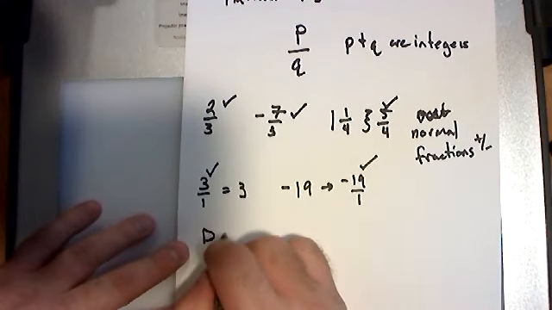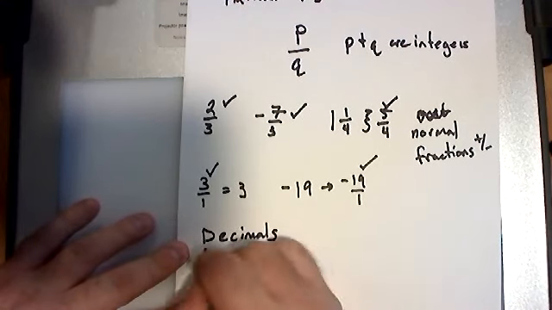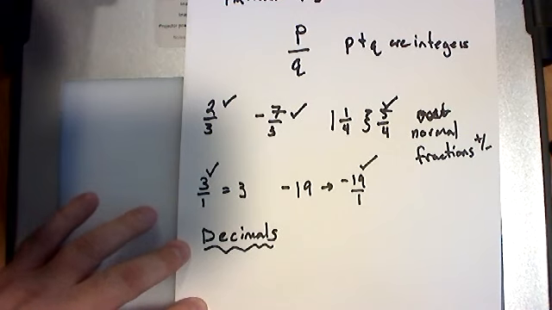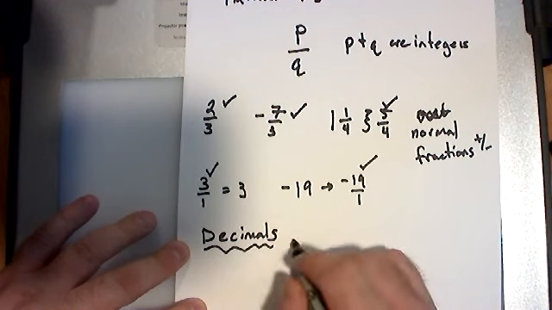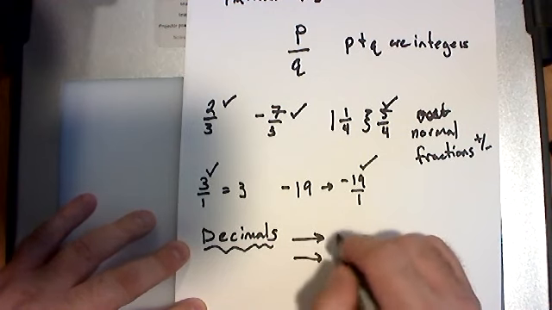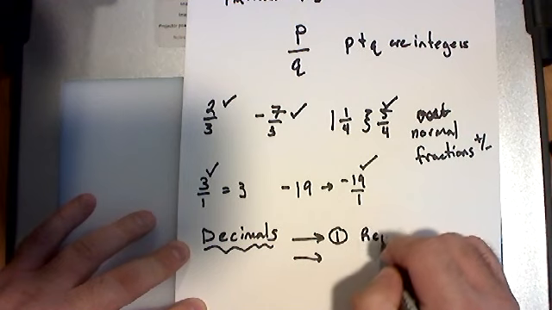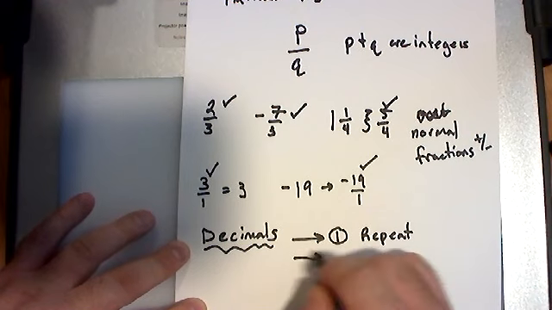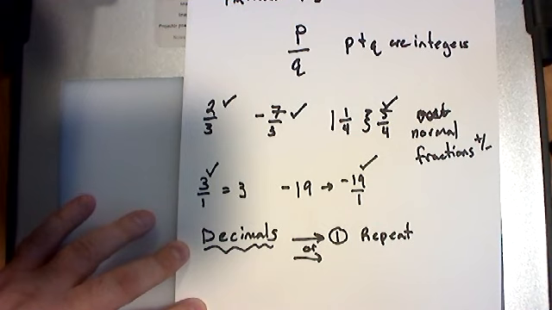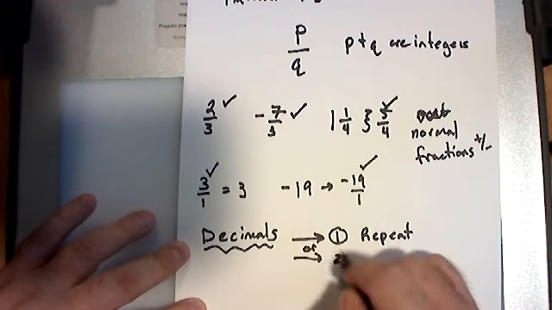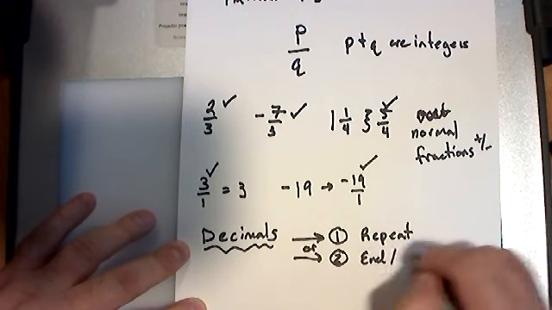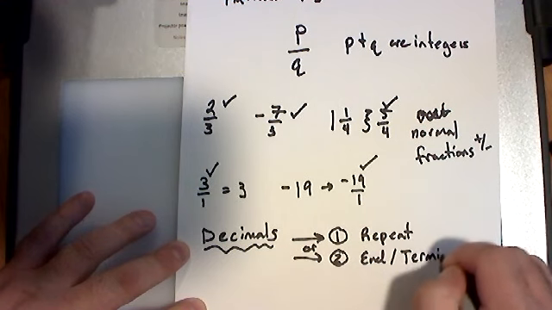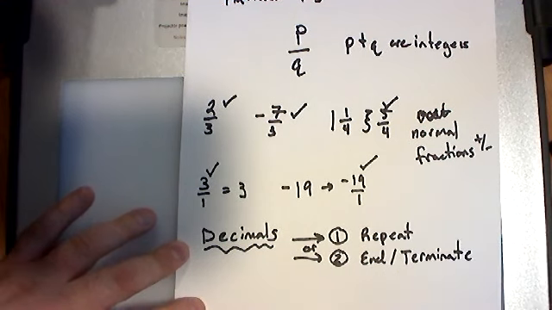So that's where the issue comes in, and I'm gonna make this easy on you guys because we haven't talked about decimals yet. I don't really expect you to be able to convert between fractions and decimals, so I'm gonna make this easy for you. Two things to know if a decimal is rational. 1, it will repeat, or, and this is key, it's "or," it's not "and," one or the other. 2, it will end or terminate. Okay, if the decimal repeats, or if it terminates or ends, then it's rational.